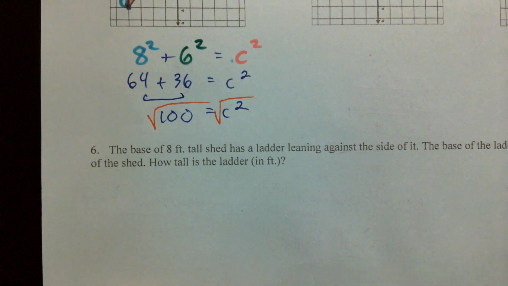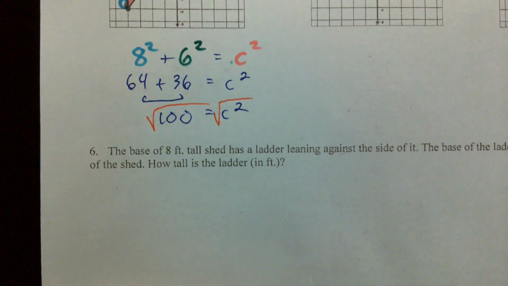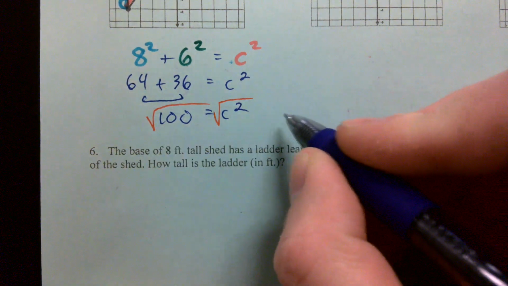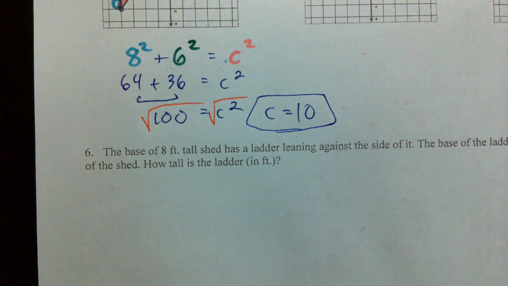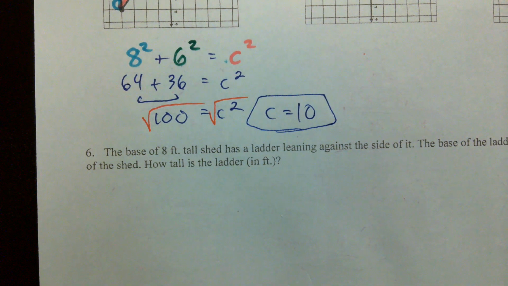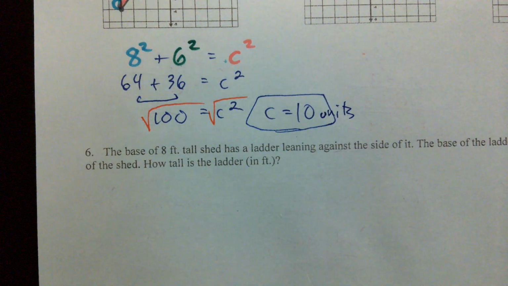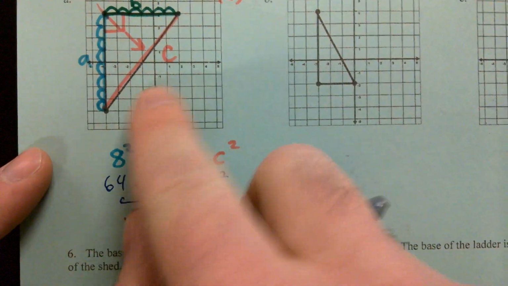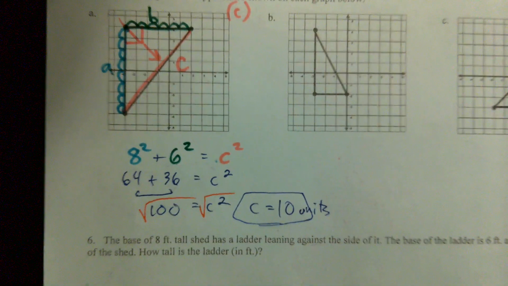What type of number is 100? Perfect square. So when I take the square root of 100, what is C? 10. Oh, okay. Units. Because we're talking about distance. So this pink line here, C is 10 units long.